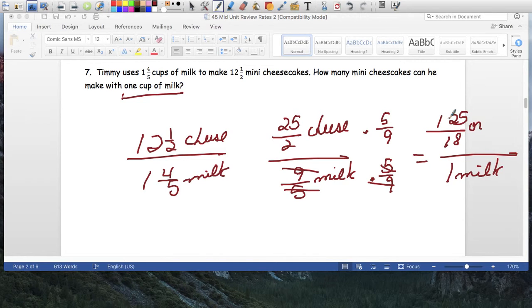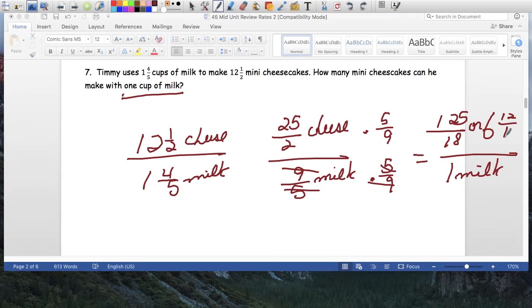18 por 6. A ver, 18 por 6 es 108. Entonces 18 entre 125 es 6 veces. Y me va a sobrar 12 over 25. So, perdón, 12 over 18. Entonces, how many cheesecakes can you make con un vaso? Puede ser 6 enteros y 12 18 de un otro. That's my final answer.